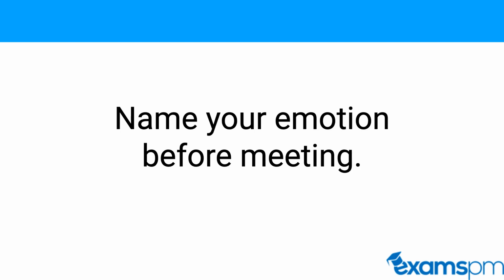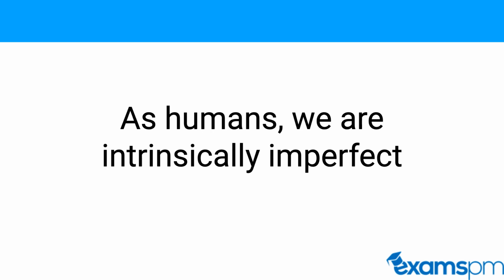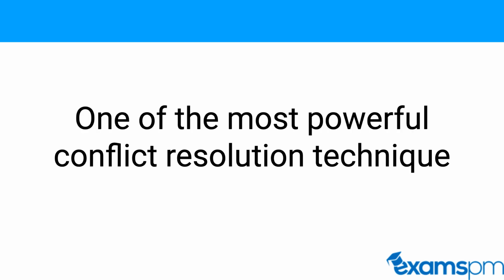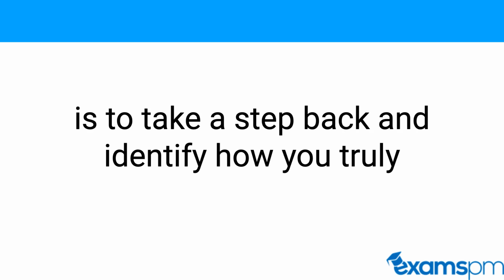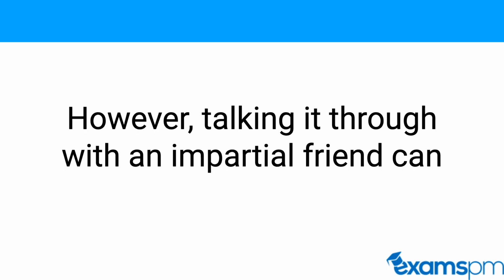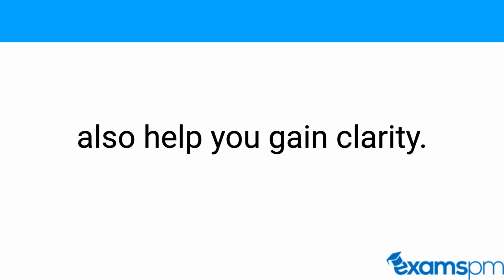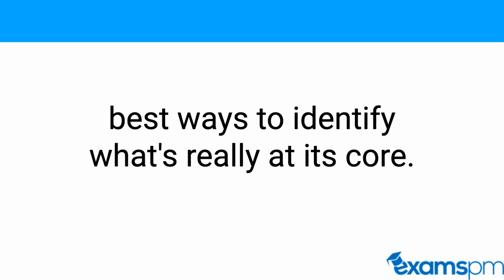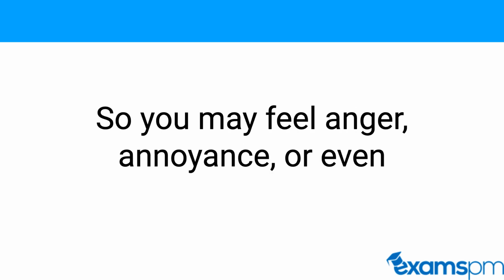Name your emotion before meeting. As humans, we are intrinsically imperfect and often make irrational decisions. One of the most powerful conflict resolution techniques is to take a step back and identify how you truly feel about the situation. This can be done independently. However, talking it through with an impartial friend can also help you gain clarity. Putting a name to your emotion is one of the best ways to identify what's really at its core. So you may feel anger, annoyance, or even betrayal.